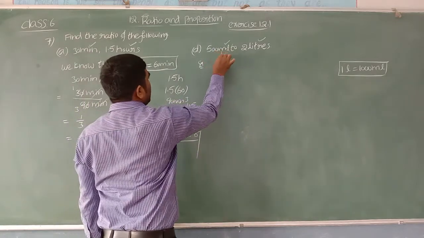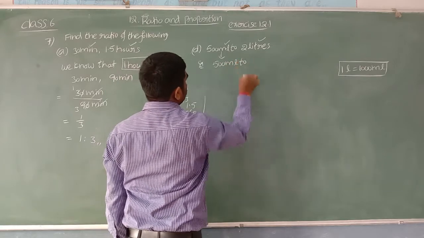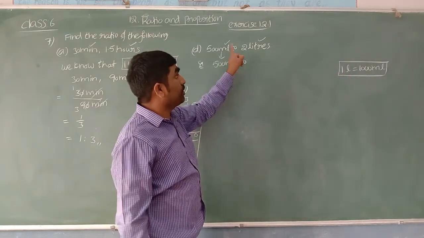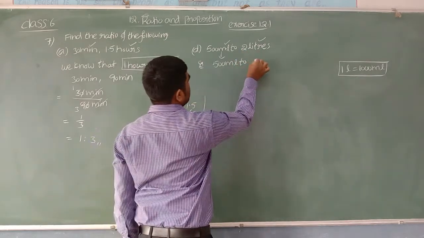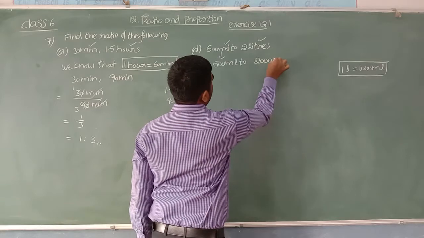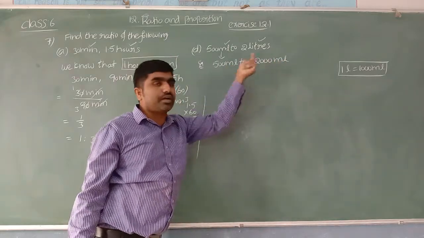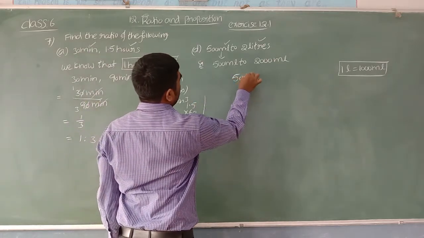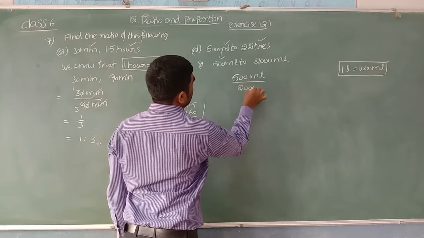It is already in terms of milliliters, so we write 500 milliliters to 1 liter, which is 1000 milliliters. Then can you tell me 2 liters is equal to how many ml? Sir, 2 liters means it is 2000 ml. Now we can see both the quantities are in the same unit, ml. Now we can start comparing those two by the division method. 500 ml by 2000 ml.